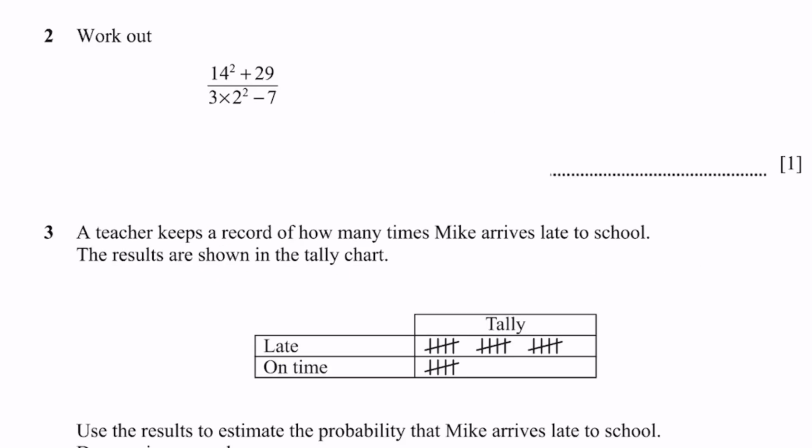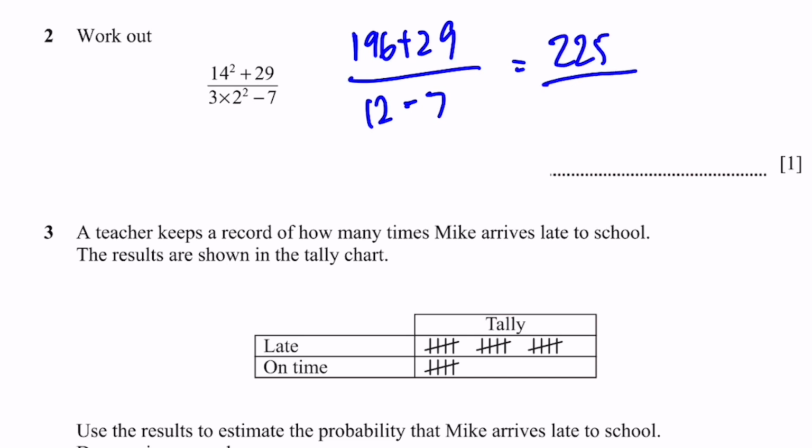Question 2. Work out 14 squared plus 29 by 3 into 2 squared minus 7. 14 squared is equal to 196. Add 29. Divide by 3 into 2 squared, 12. And then minus 7. That's equal to 225 divided by 5, which is equal to 45. That's the answer.